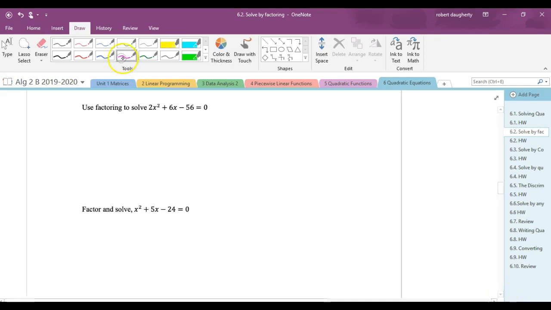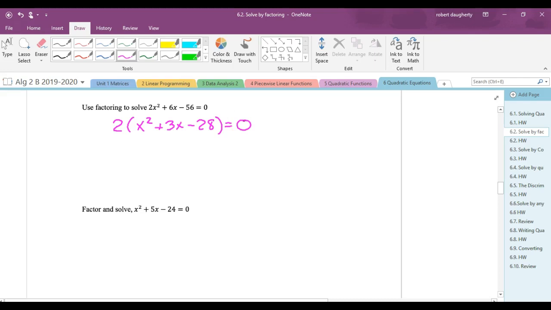Let's look at this one. Now this one's a little bit different. What you want to do with factoring is sometimes you have to use multiple methods. We've talked about greatest common factor, grouping, and we factor trinomials. Is there anything that these have in common? Any number? 2. I can factor out a 2. So this is 2 times (x squared plus 3x minus 28) equals 0.